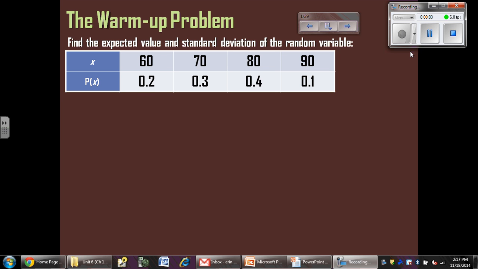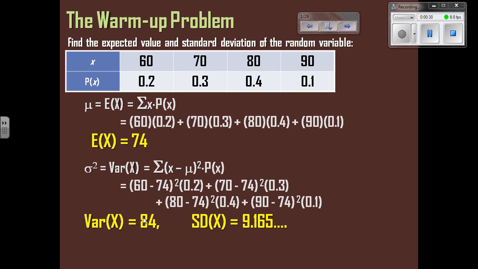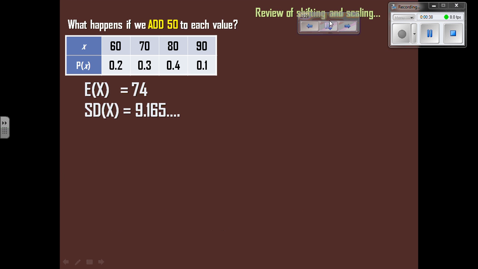So we're going to talk about when we change things in our probability model, how that's going to affect our expected value or mean and our standard deviation. As a warm-up, if we find the expected value and standard deviation like we learned before, what we're going to find is that the expected value is 74. If we do each x times each p of x and add them all together, our variance ends up being 84, and then if we square root that, our standard deviation is 9.165. So the question is, what happens when we start changing stuff around?